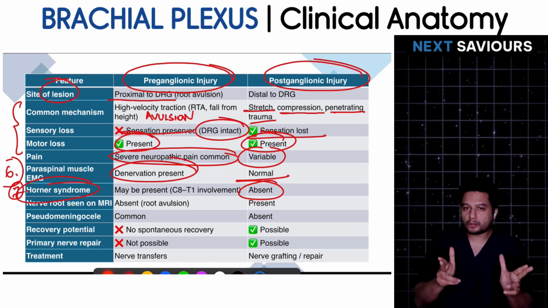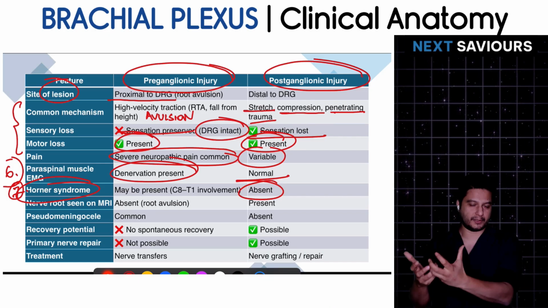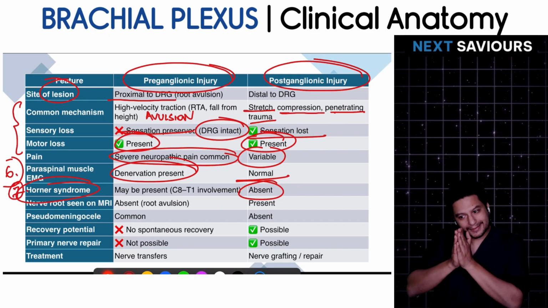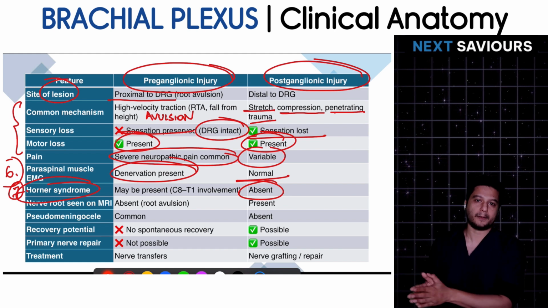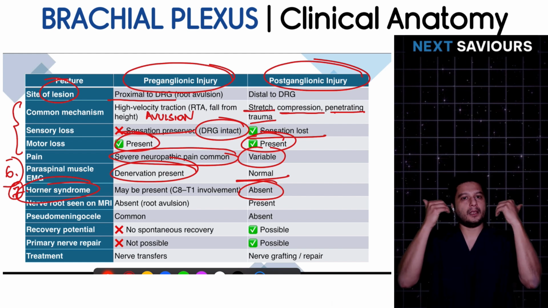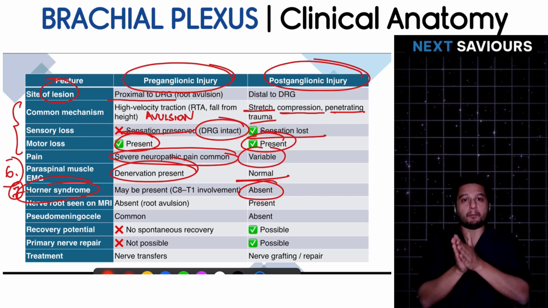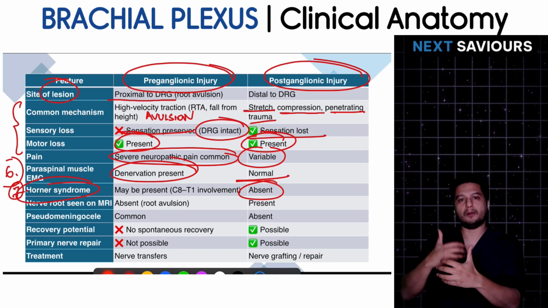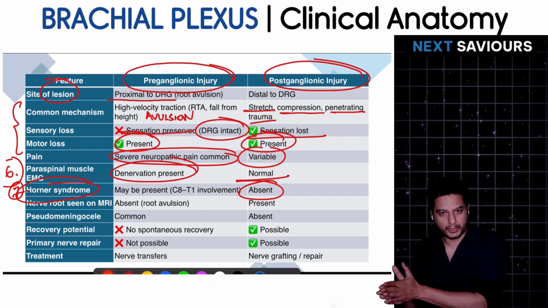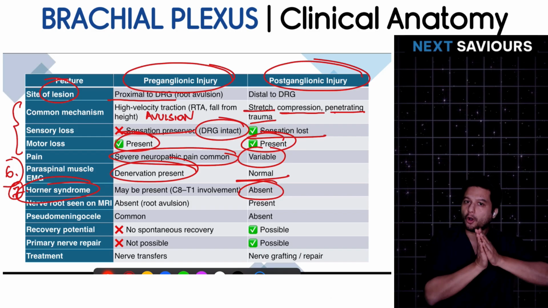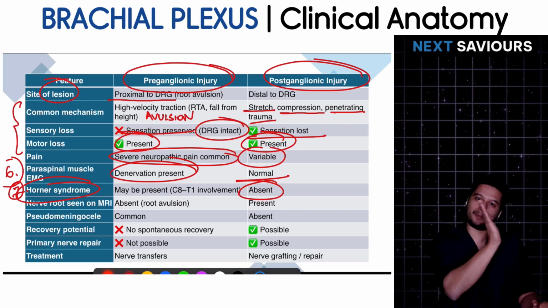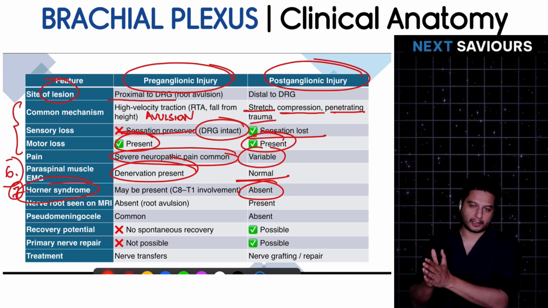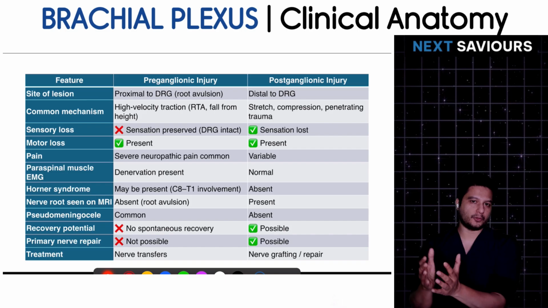Point number one, both of them are going to have the motor deficit. Point number two, the sensations would be intact in case of preganglionic, but the sensations would be lost in case of postganglionic. Point number three, the central or the paraspinal muscle palsy would be present in preganglionic, but it would be absent in postganglionic, which means there will be normally functioning paraspinal muscles. And point number four is the presence of the Horner syndrome. The Horner syndrome would be present or could be present in case of preganglionic, while it would be absent in case of postganglionic.